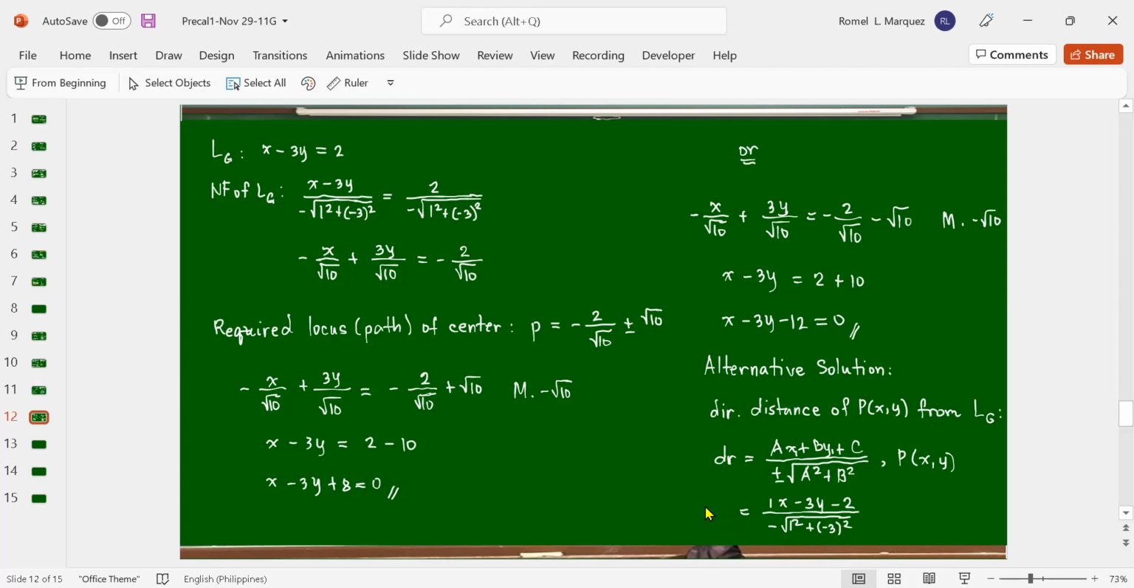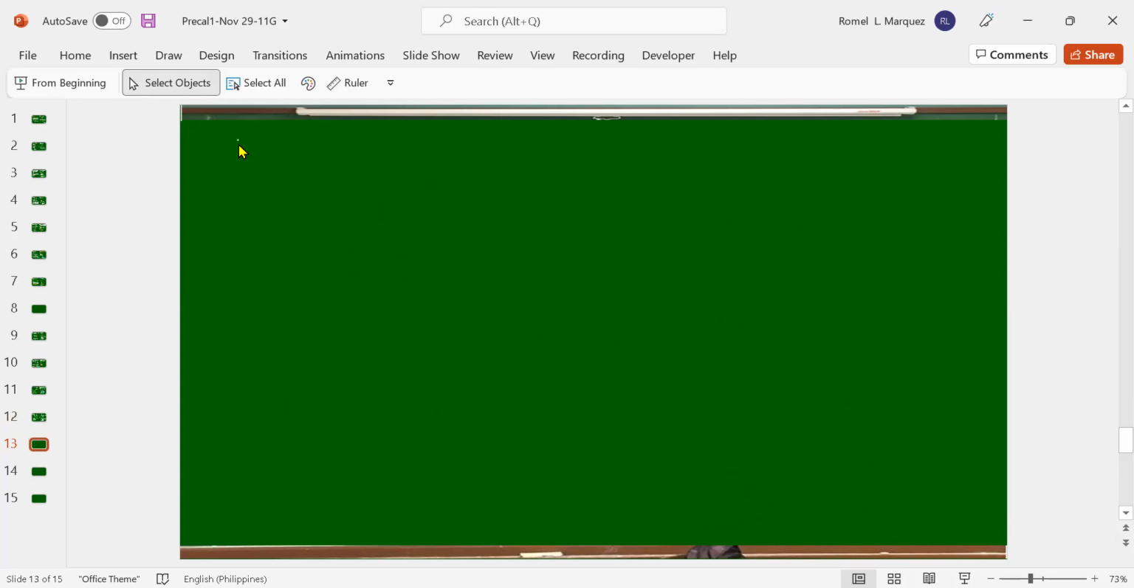And we know the directed distance is either plus or minus square root of 10. Positive square root of 10 if above, negative square root of 10 if below. Okay, guys? So, getting plus or minus square root of 10, and that is equal to x minus 3y minus 2 all over negative square root of 10.